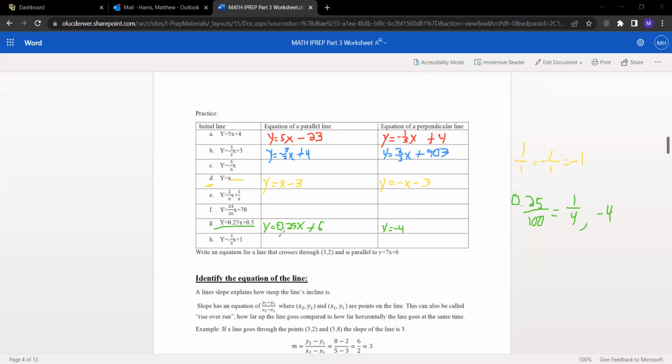And then again, we can do whatever we want for our y-intercept. It can be plus 0.5, it can be plus 6, or it could even be 0. We could just leave it like that, y equals -4x. And this will be a perpendicular line. Our y-intercept is just 0. So if we wrote that out, it would be plus 0. But we don't write that. So those are some examples of parallel lines and perpendicular lines. So let's go ahead and move on to the next section.